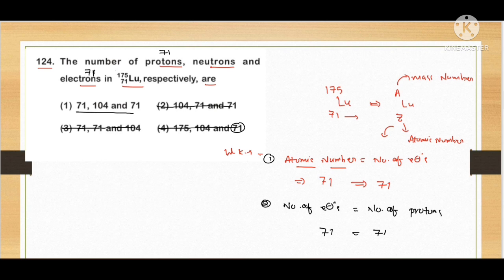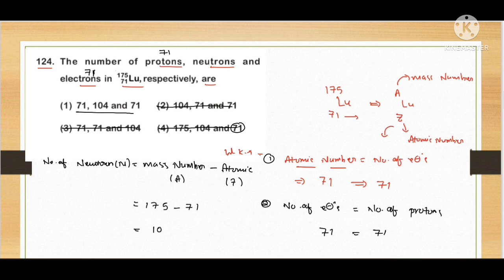Now let us calculate the number of neutrons. We know that number of neutrons equal to mass number, that means A minus atomic number. That means Z. Here mass number is 175 minus 71. It becomes 104. The number of neutrons are 104. So our answer is A is our correct answer.